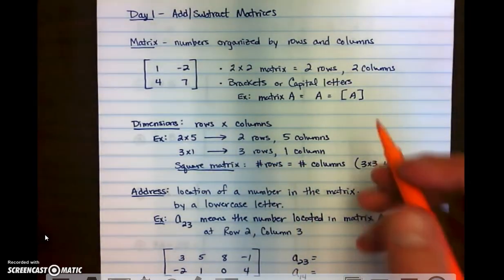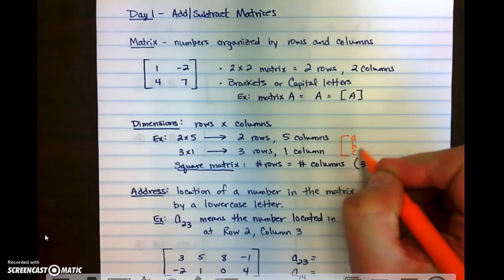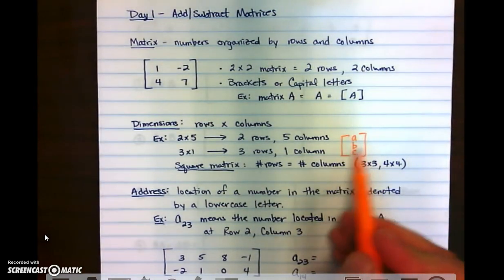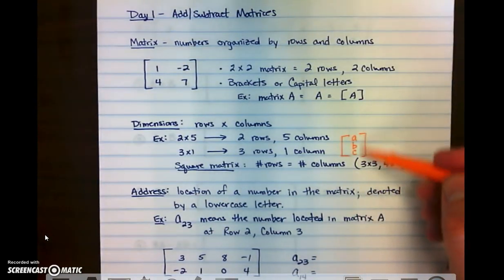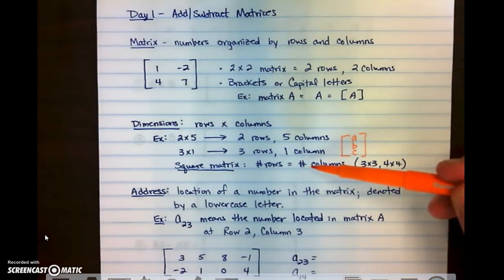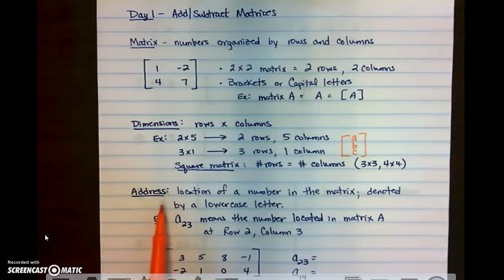A 3 by 1 would look like that. Looks kind of funny because it's got the three rows in it. Rows go horizontally, and then the 1 column, columns go up and down. Just think about columns on a building. A square matrix just means that the number of rows equals the number of columns, like a 3 by 3 or 4 by 4.